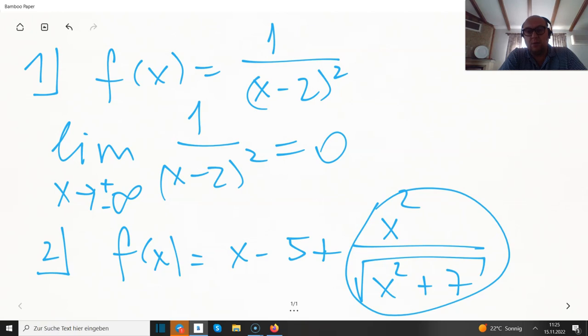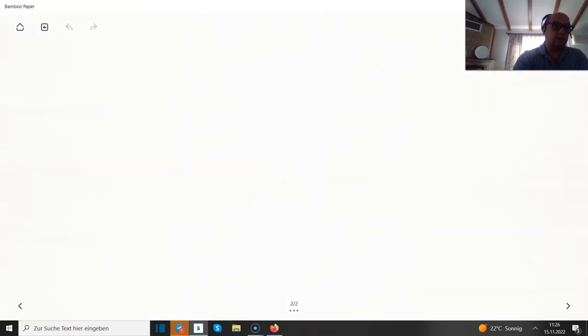Because if we're taking a square root out of x squared plus 7, it's going to be running like x. So basically, this is kind of x squared divided by x. So this is approximately x itself. And then we have one more x. So the asymptote is going to be something like 2x minus 5, roundabout. Okay. Once again, we're talking about the limits in front of infinity.